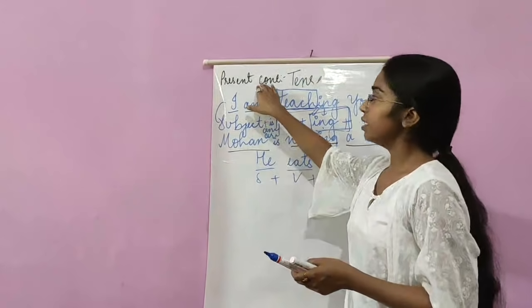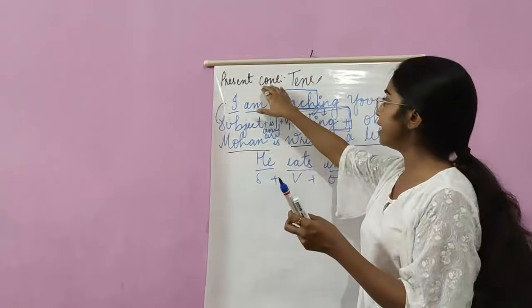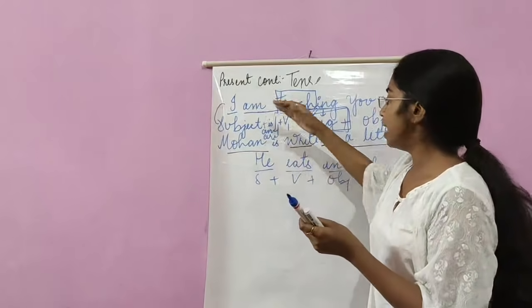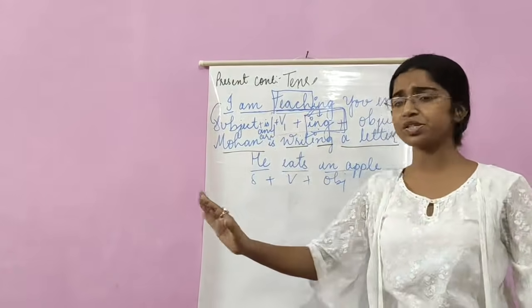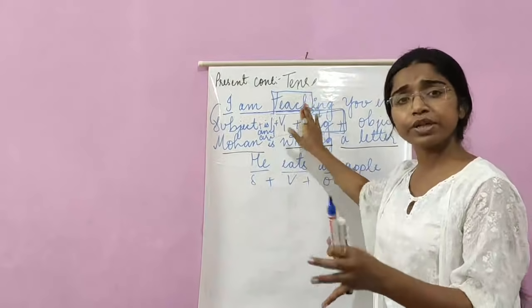Jot down this. Write the heading present continuous tense. Under that write one example. You can even frame an example on your own. There is no hard and fast rule that you have to write whatever is written over here.